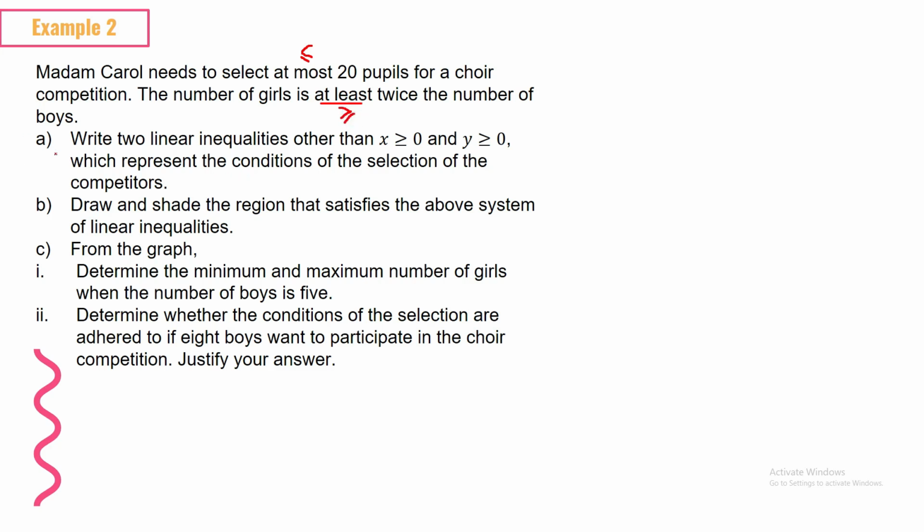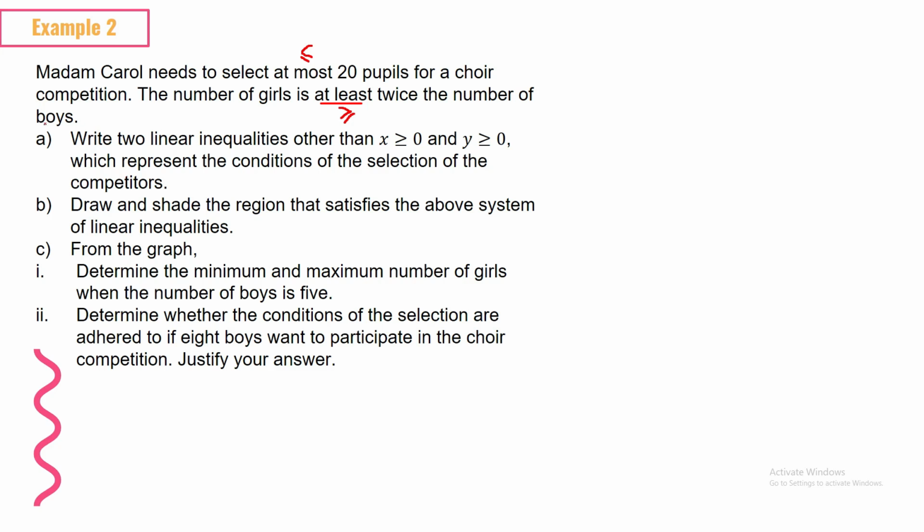And then for A, write two linear inequalities other than x higher than or equal to 0 and y higher than or equal to 0, which represent the condition of the selection of the competitors. And B, draw and shade the region that satisfies the above system of linear inequalities. Okay, C, from the graph, first, determine the minimum and maximum number of girls when the number of boys is 5. And then the second one is determine whether the condition of the selection is adhered to if boys want to participate in the choir competition. Then you justify your answer.